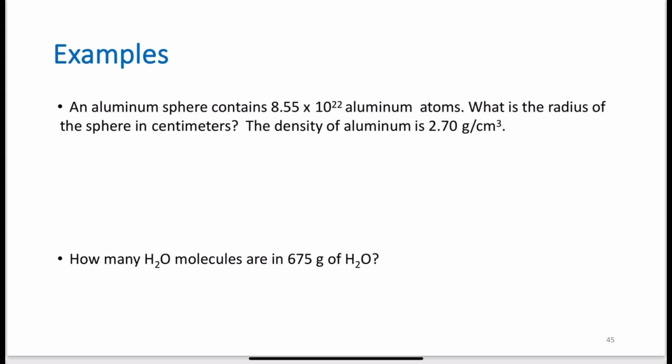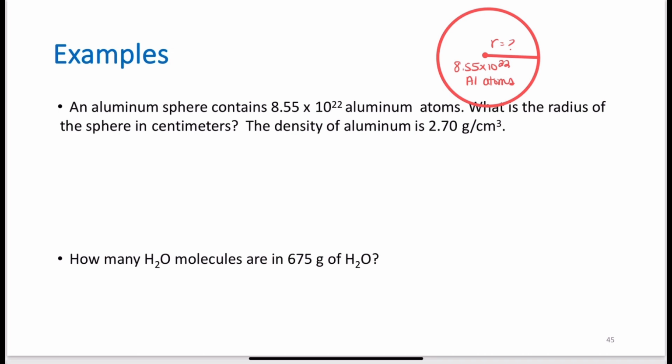So, first example: an aluminum sphere contains 8.55 times 10 to the 22nd aluminum atoms. What is the radius of the sphere in centimeters if the density of aluminum is 2.70 grams per centimeter cubed? Let's visualize what this means. I have some kind of sphere, and I want to know its radius. So I'm trying to find R. And I know this sphere contains 8.55 times 10 to the 22nd aluminum atoms.